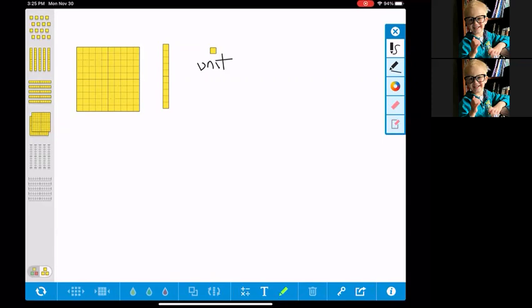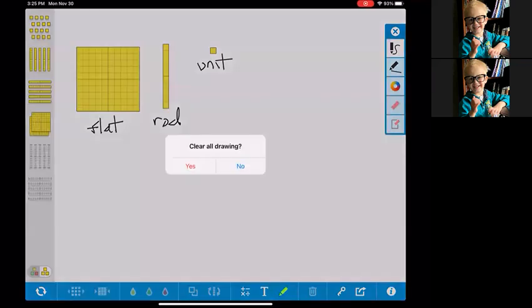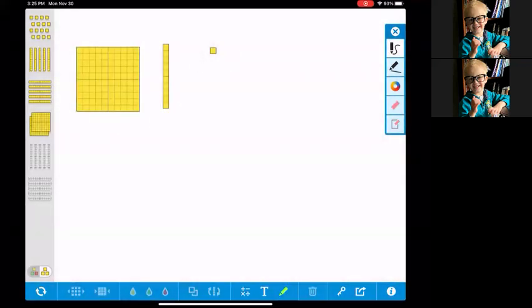Oh, I wonder why that's writing so strange. But just call it the rod, the flat, and the unit. Why we want to do that is because we're going to define a whole, not necessarily by this one.